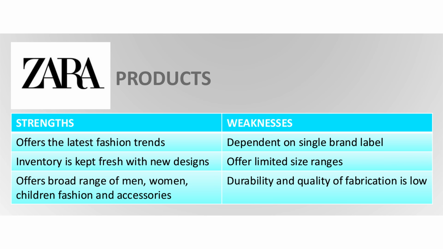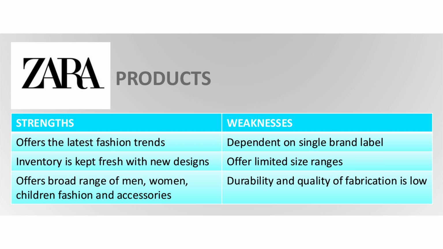For example, if we look at Zara, some of Zara's strengths are that they offer the latest fashion trends and they refresh their inventory very often. So those would be threats to other fashion retailers. On the other hand, some of Zara's weaknesses, such as their limited size offerings or some of their lower quality fabrications, become an opportunity for other fashion retailers. For example, they could offer petite or plus size fashion or use higher quality fabrications.